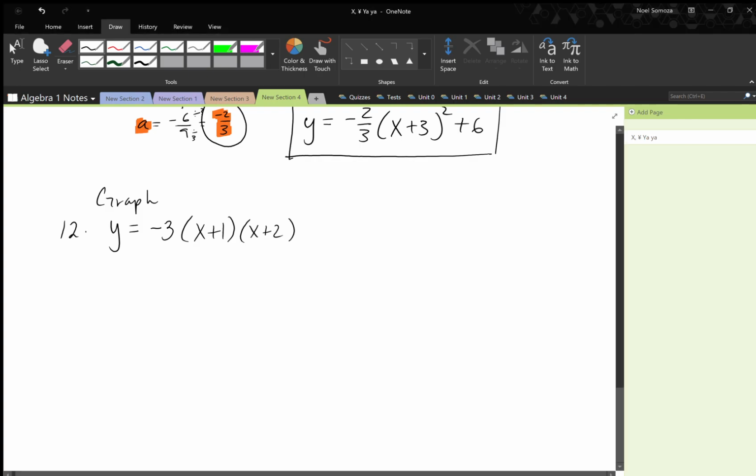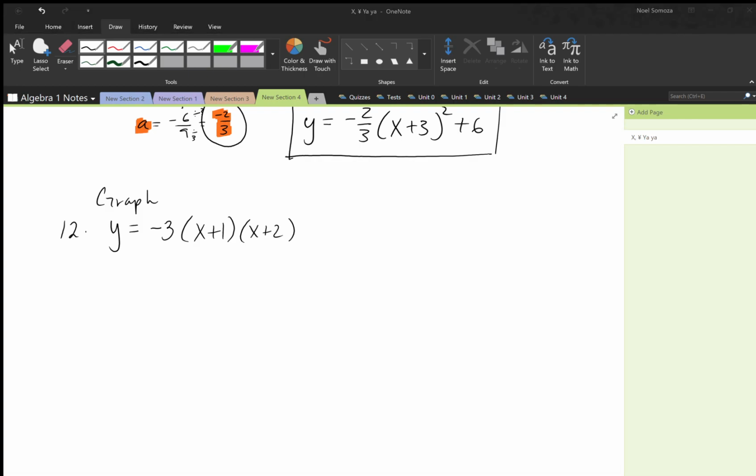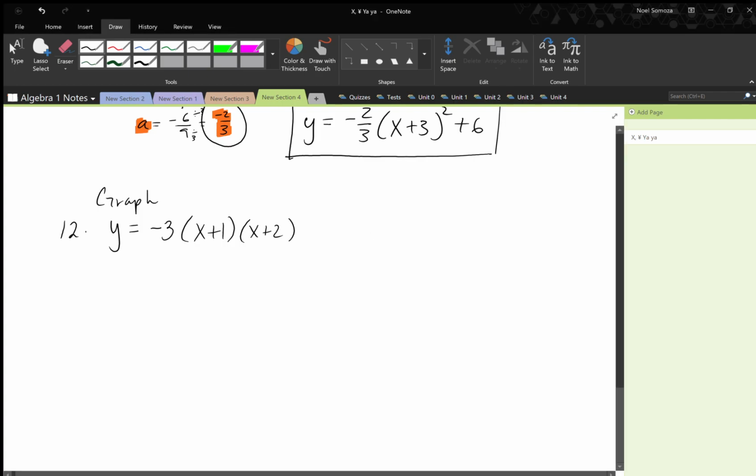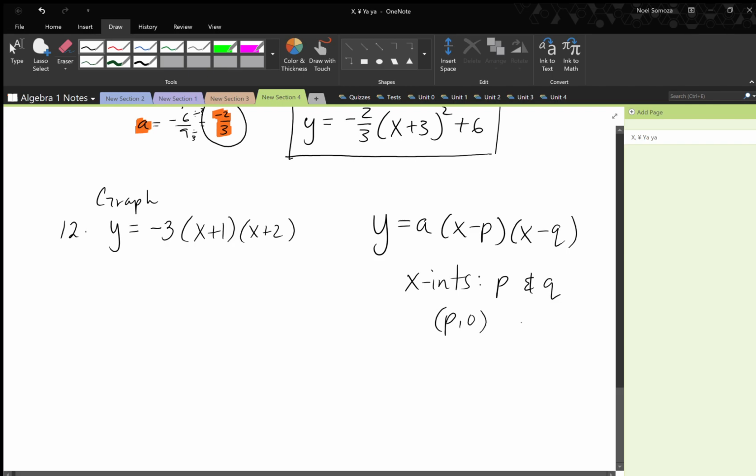So for this one, we're graphing, and if you notice, this graph is already in intercept form. Intercept form, the generic one, is y equals a times x minus p times x minus q, and your x-intercepts are p and q, okay? And whenever you find those, you can write them like this, okay? P comma 0 and q comma 0.